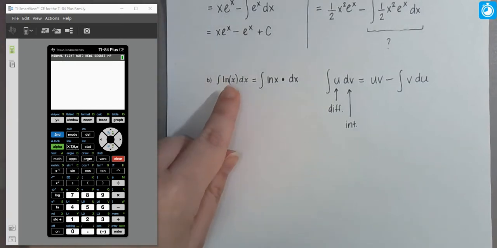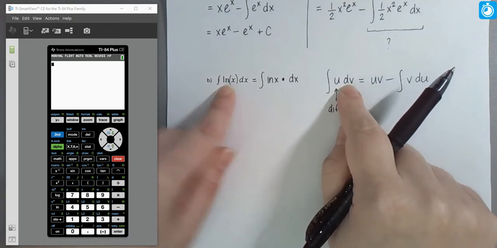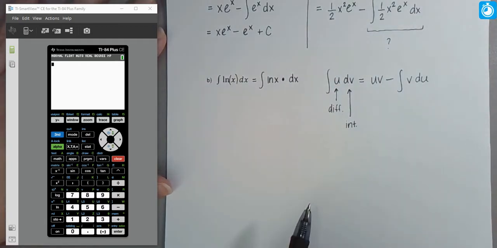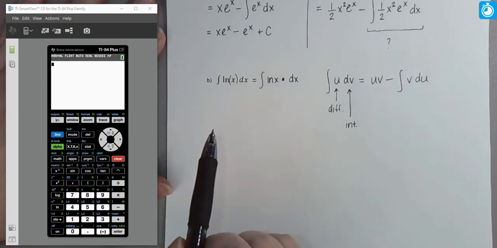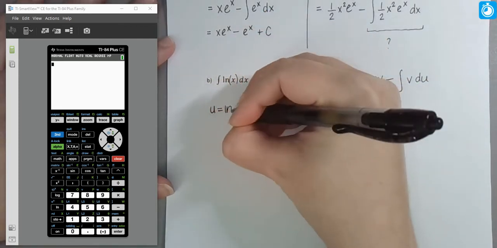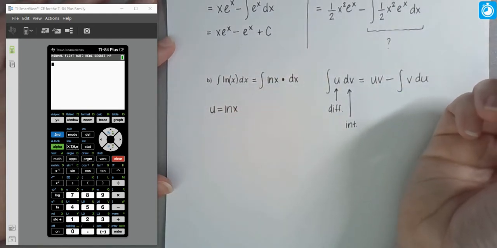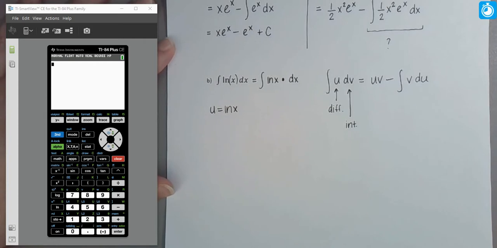So that means natural log of x is not going to be assigned the role of dv. It's not going to be part of dv. That means it has to be part of u. That's the only way we can use integration by parts in this situation. We can differentiate natural log of x, but we can't integrate it. So I'm going to allow u to be natural log of x, knowing that I can differentiate it, and when I differentiate it, I know I make something simpler. When we take its derivative, we get 1 over x, which is simpler in some ways than the natural log function, which is a special function.